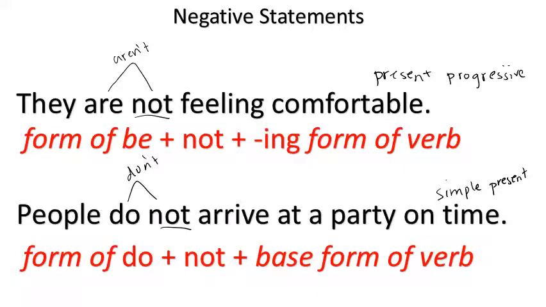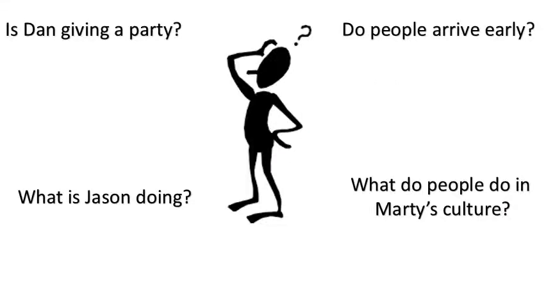Okay, let's move on. Now moving on to questions. How can I use the present progressive and the simple present in question form? So let's look at the first one. Is Dan giving a party? Now what tense is this in? If I look at it just through structure, I can see that it is in the present progressive. Okay, how do I know this? Because the verb here is in ing form.